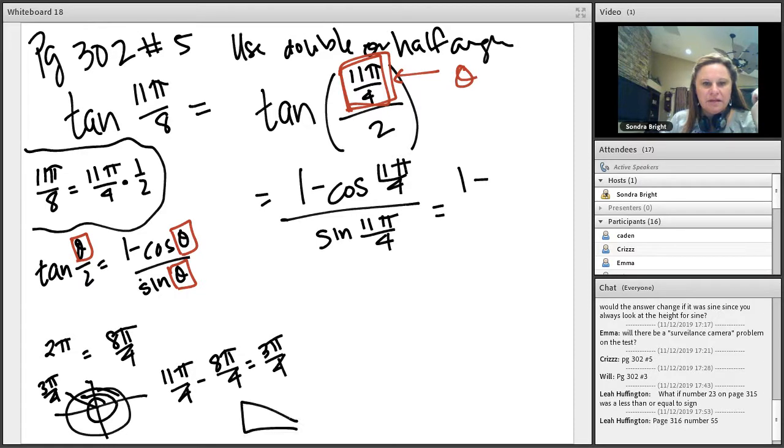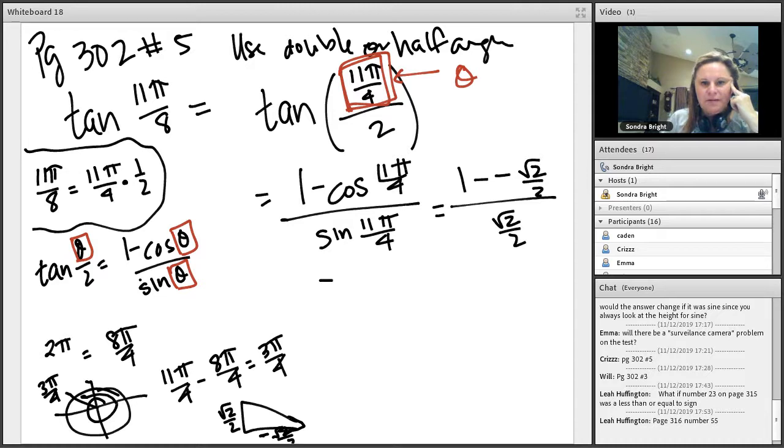So 3 pi over 4 is this guy, quadrant 2. They're both rad 2 over 2, right? But in quadrant 2, your cosine's negative. So it'll be a negative rad 2 over 2. And then sine is a positive rad 2 over 2.